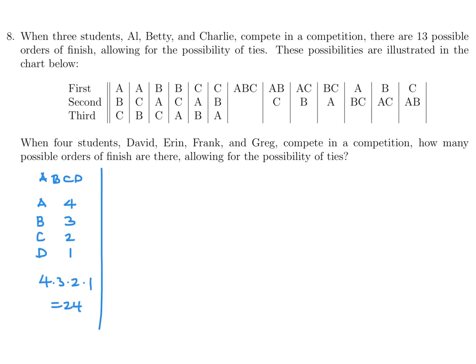That one's pretty straightforward. Okay, another way of finishing is if you have all 4 people tied for first. So we have A, B, C, and D. And there's only one way of doing that.